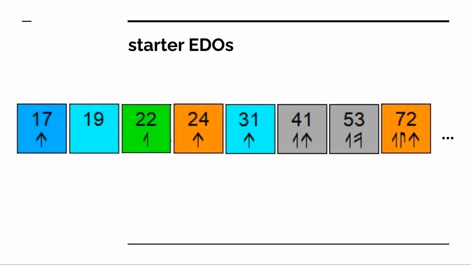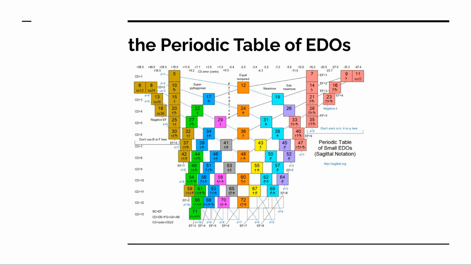You may also wonder, how would I know, for a given EDO, which sagittals to use? Or in other words, where in the world did I get these pretty colored boxes here? Well, that's a very pressing question, and one that we'll answer right away. For that purpose, a table was developed by the sagittal co-creators, which shows the sagittals for every EDO up to 72. And here it is. It's affectionately referred to as the periodic table of EDOs. Clearly, there's a ton of information here.